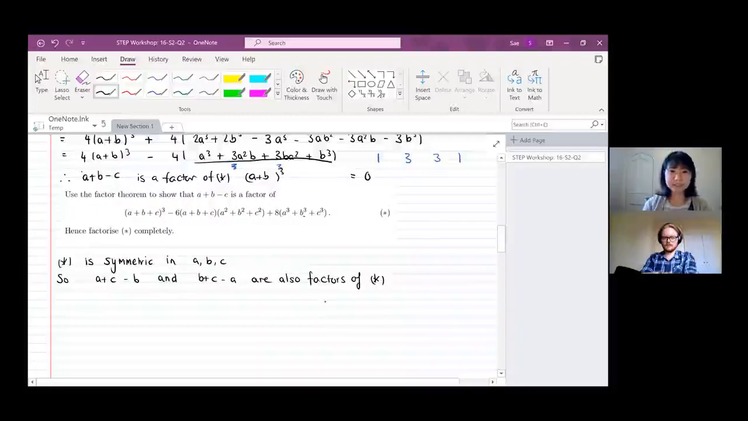And if we look at these factors that we have, so we have A plus B minus C, we have A plus C minus B, and we have B plus C minus A. Well, they're not multiples of each other, and they're all factors of star. So that means their product is a factor of star.